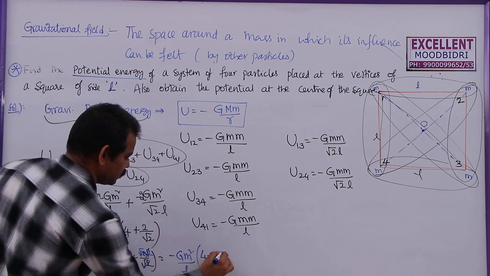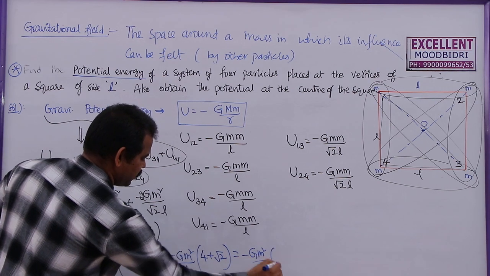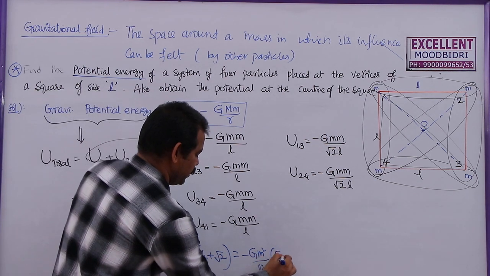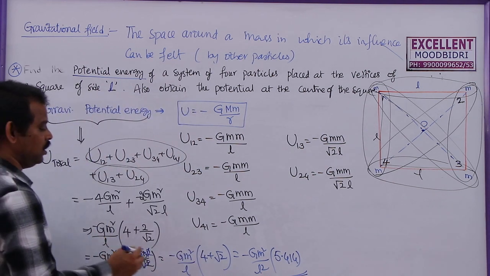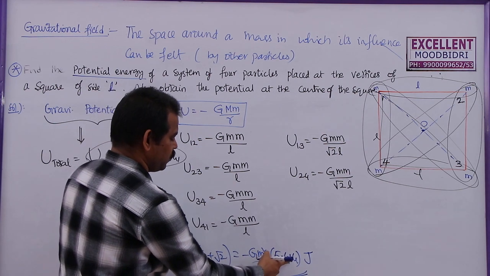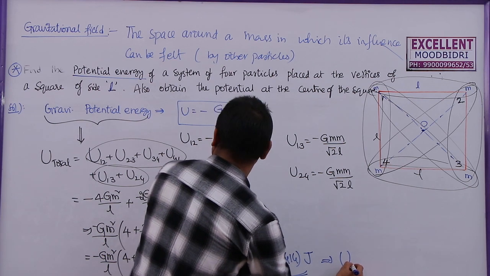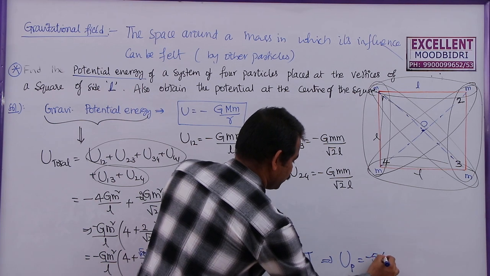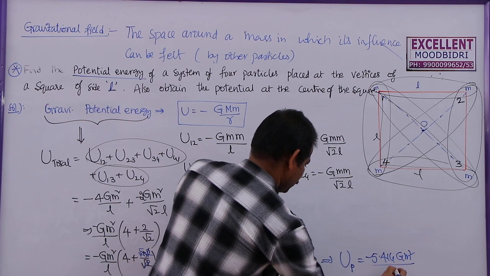So 4 plus root 2. So minus Gm square by L square into root 2 is 1.414 plus 4. This is 5.414. But as it is energy, the answer for this one is minus Gm square by L square 5.414 joules. So the total potential energy of the system is given by U equals minus 5.414 Gm square by L.